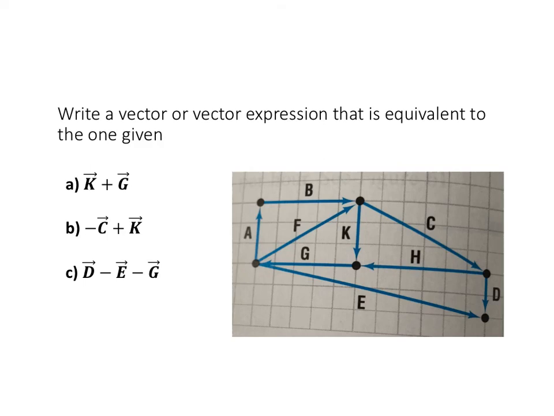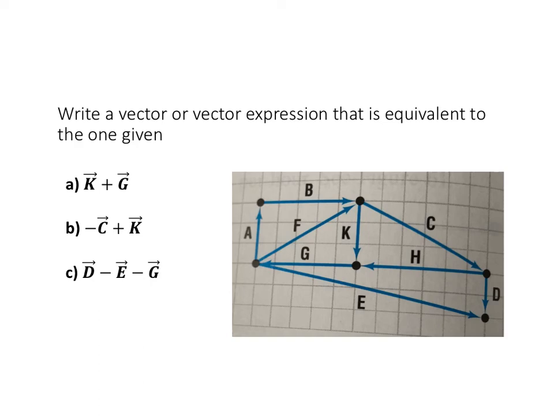Okay, these are solutions to the last two problems on the whiteboard review. In these problems, we have to think about what it means to add or subtract vectors geometrically. So the first one says, write a vector or vector expression that is equivalent to the one given. So we're asked to look at vector k plus vector g.